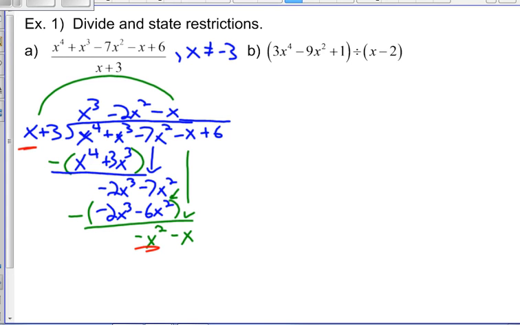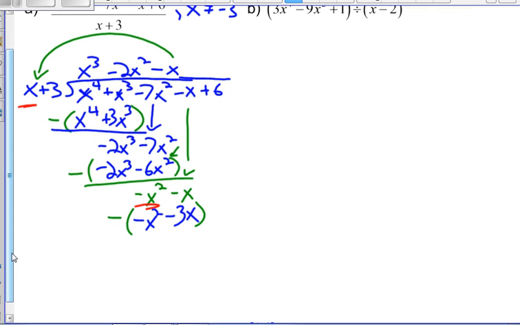Take that negative x, multiply it by the binomial, gives us negative x squared minus 3x. Okay, subtract the whole thing. And we're going to have 2x plus 6. Okay. Divide that 2x by the x, and we get positive 2. And that goes up here. Multiply it by the binomial, and we'll get 2x plus 6. Subtract the whole thing off. And in this case, we end up with a remainder of 0.